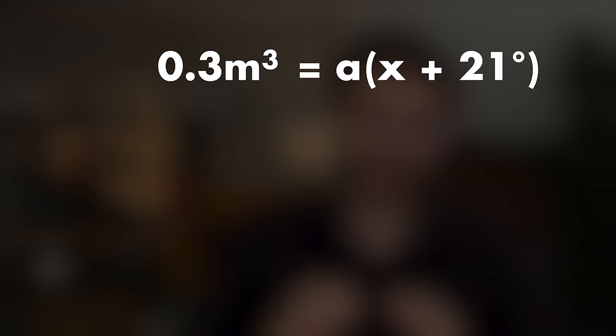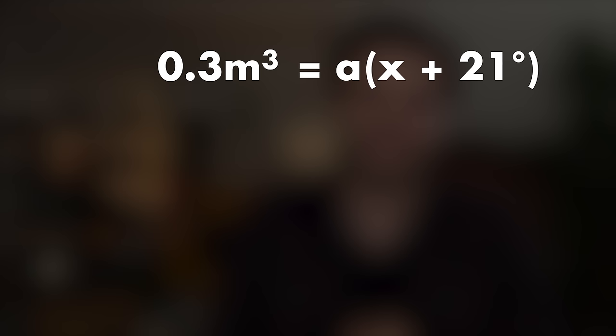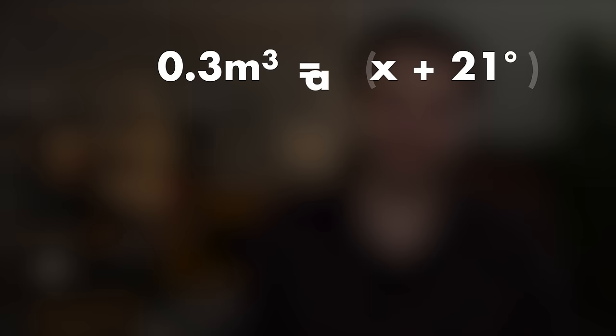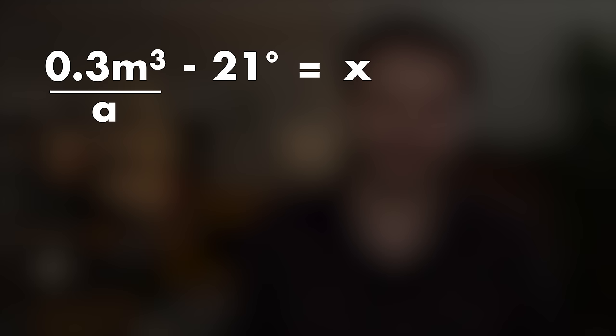So there we go. That value in brackets, that's room temperature in Kelvin. And we've got that unknown value in there. So all we have to do is take some measurements. Look, there's the volume, there's the temperature, and then rearrange the equation to solve for x. So let's do that. Divide both sides by A, subtract 21 from both sides, and there's x. There's our value of the freezing point of water in Kelvin.